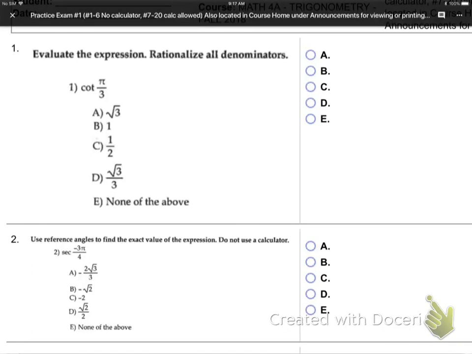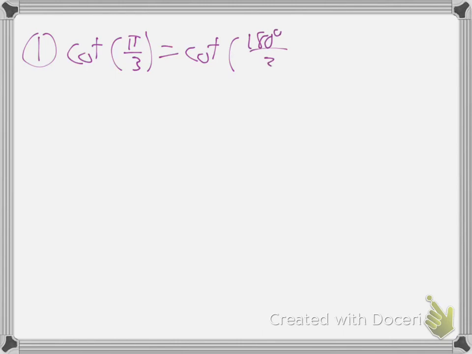Okay, so how do we do? I'm going to go to fresh screen. Here's number 1. Cotangent of pi over 3. That's cotan of 180 over 3. That's cotan of 60 degrees, right? So this is what I would do with no calculator at all, by hand. Cotangent of 60 degrees is what they're asking me.